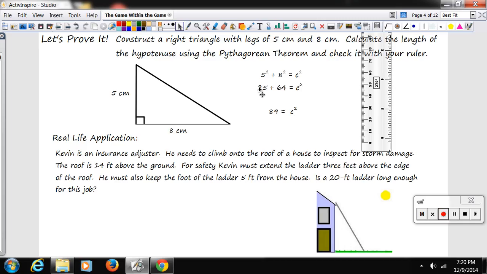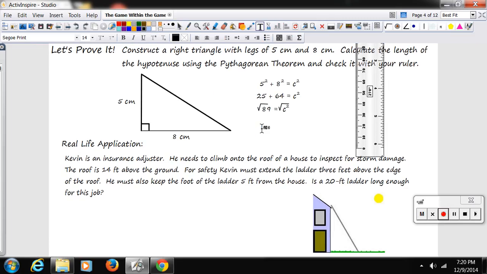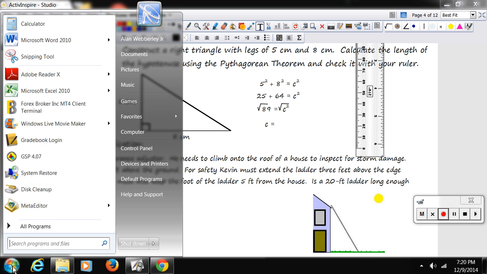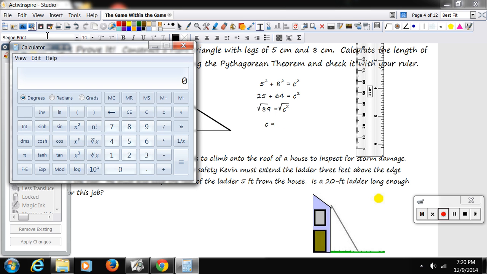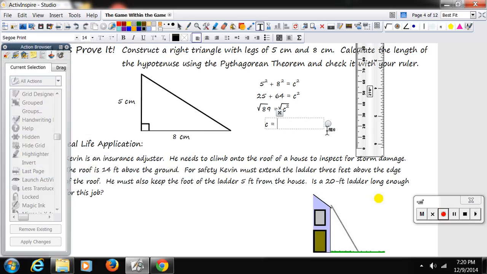Okay, so let's put this up here. And you'll square root the 89, you'll square root the c squared, and you'll get that c equals, and then you can be doing this with the kids. They can be doing their own, or they could do it first and you could do it with them. You get your calculator out and you do the square root of 89, you get 9.4. So very close to 9.5, a little short of 9.5.